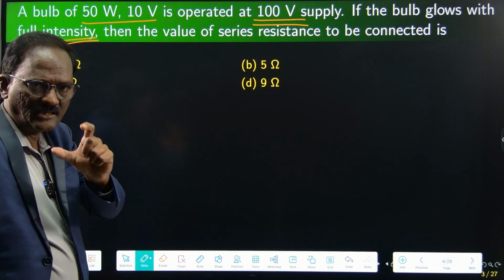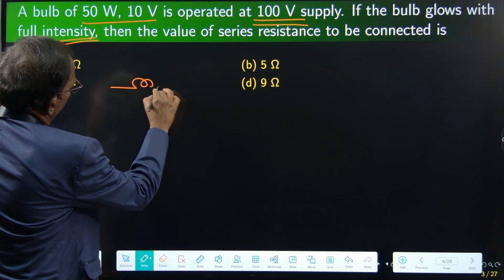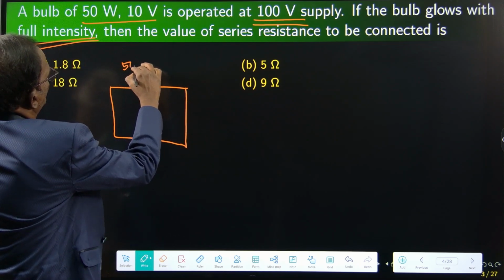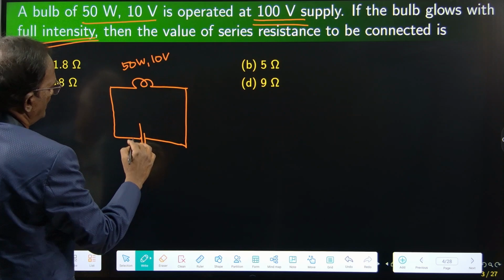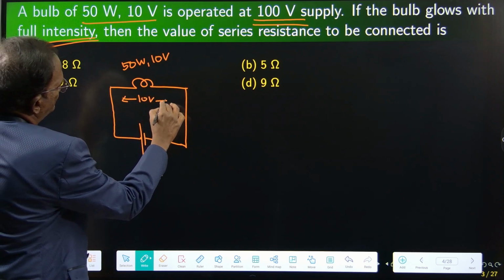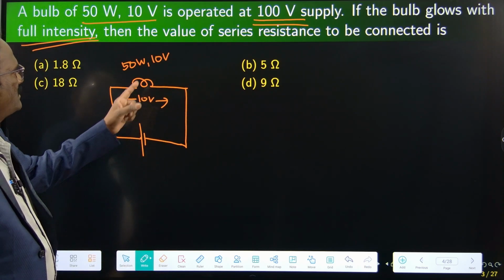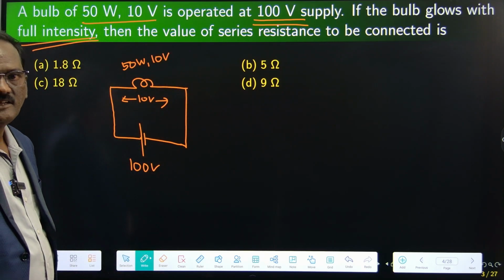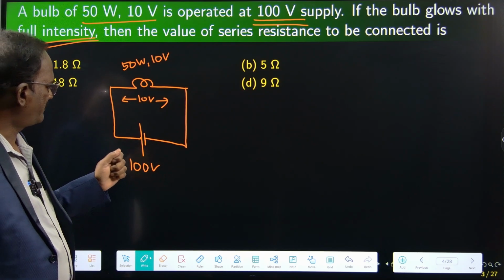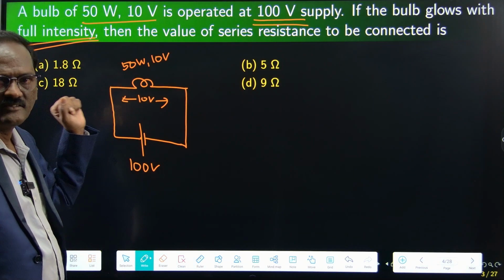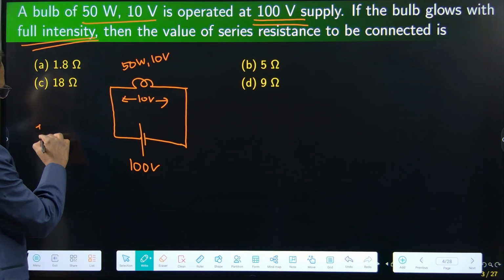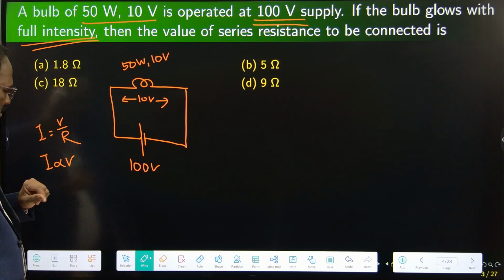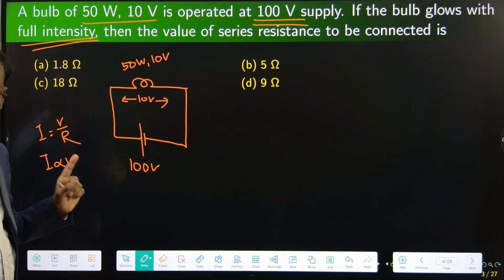So, the bulb requires only 10 volts. Bulb rating is 50 watts, 10 volts. 10 volts is enough for the bulb. But we are giving 100 volts here. So what will happen in this case? If we increase the voltage, what will happen? Because the R value is fixed, right? I is equal to V by R. R is fixed. I is proportional to V. If we increase the voltage, the current will also increase, right?